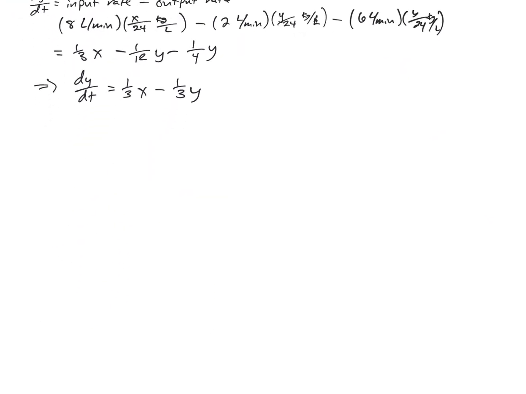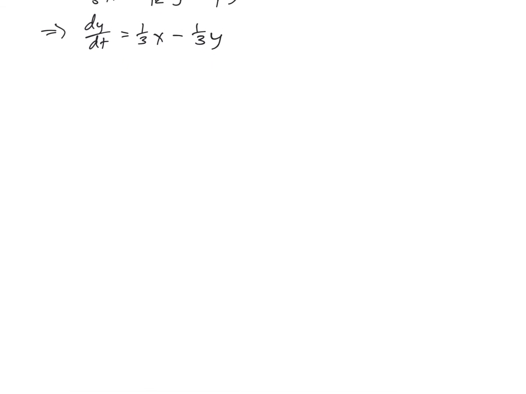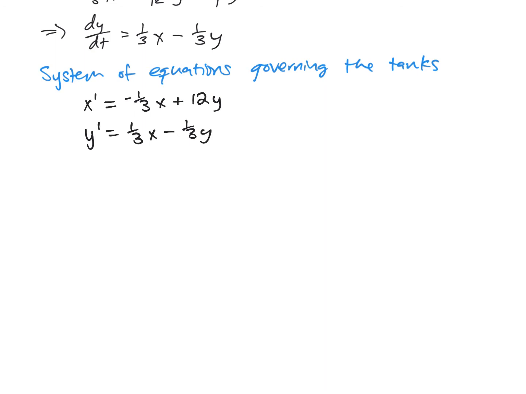So putting that all together, we get this system of equations governing the tank system. I'm just going to rewrite what we put down before. So now we have x prime equals negative 1/3 x plus 12y, and a y prime, again, that depends on both x and y. So we have this interconnected, or coupled, system.